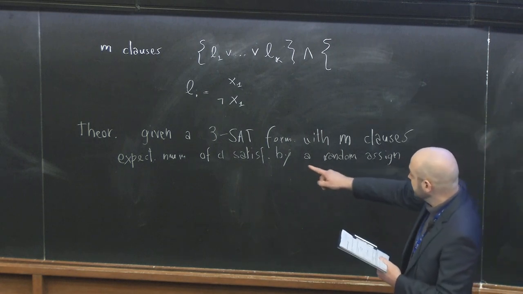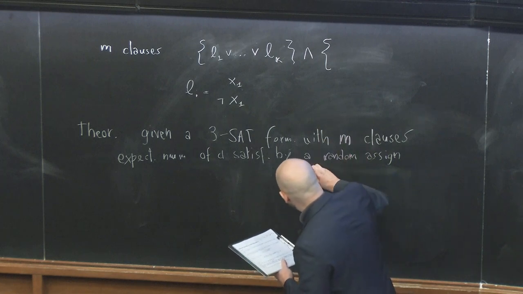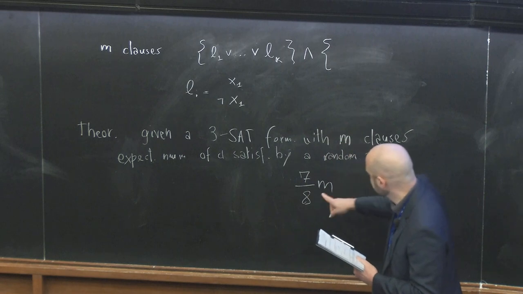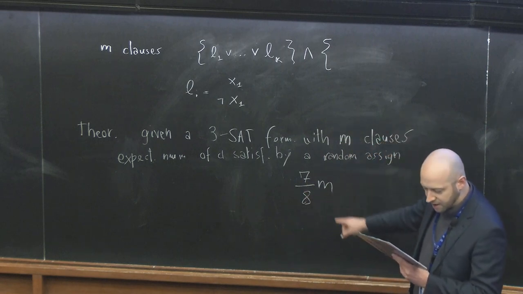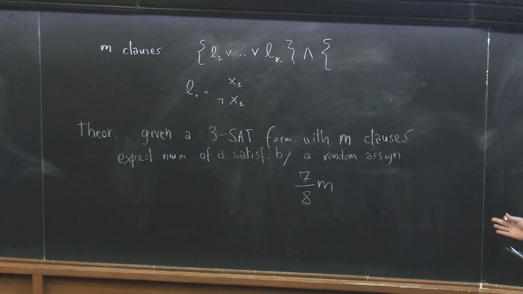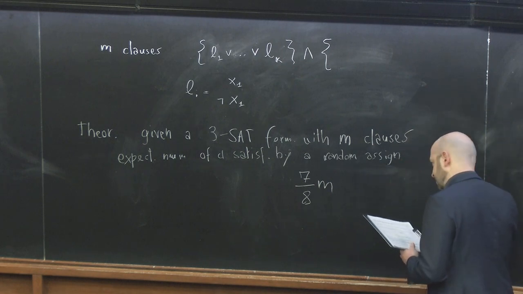So the expected number of clauses satisfied is actually 7/8 times m, which is a 7/8 fraction. It's a surprisingly large fraction. So where does it come from? How can you do something like this?